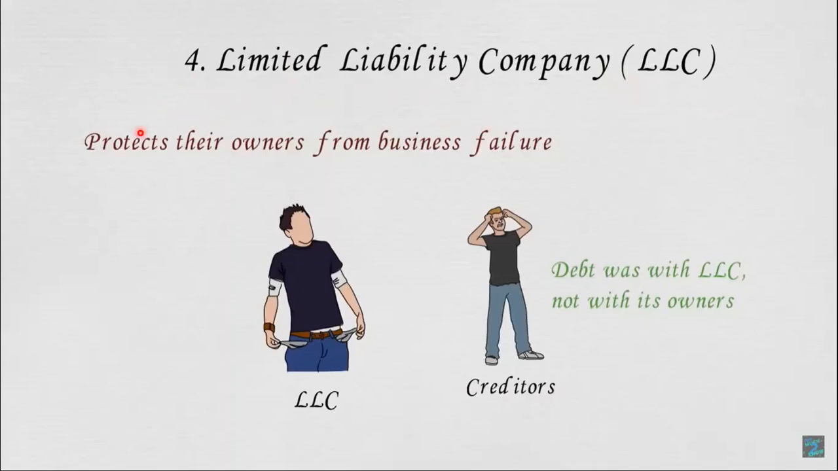So what do they do? They protect their owners from business failure. It's a very good way to do business, with this type of organization, because it's going to protect you from failure. Another good thing is that if you have debts, the debts will be with the company, but not with the owners. So profits or losses are going to be with the company, but not with the owners, because it's going to be treated as a company, not as a natural person. Okay.